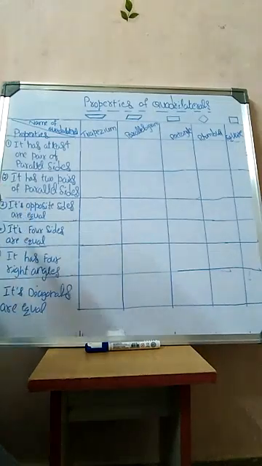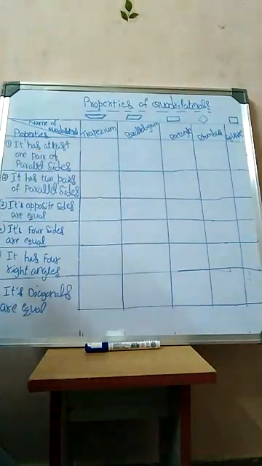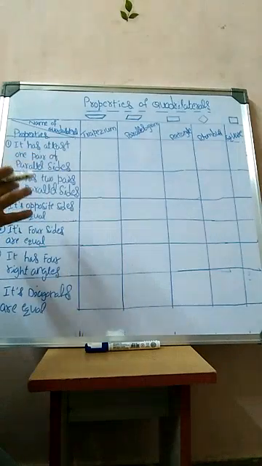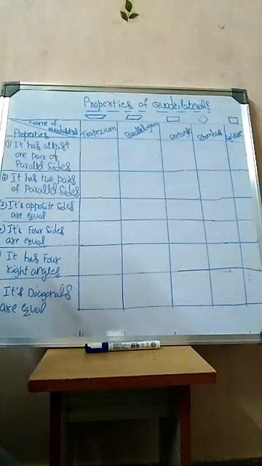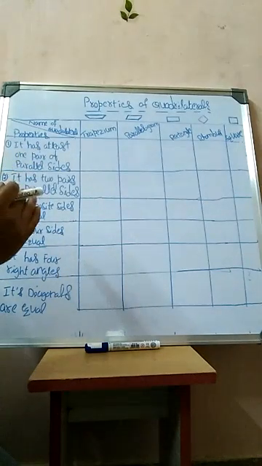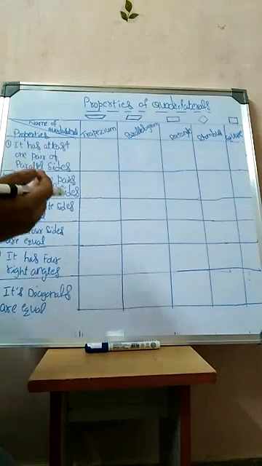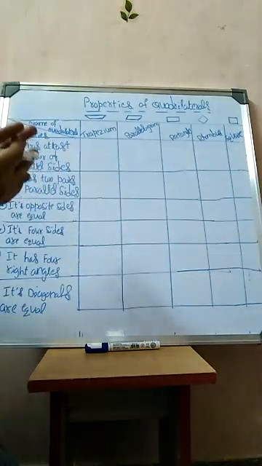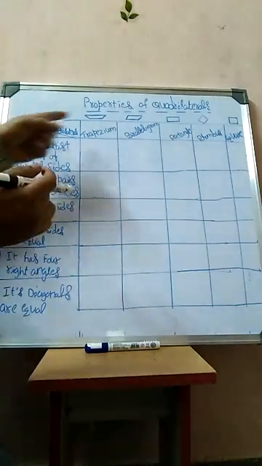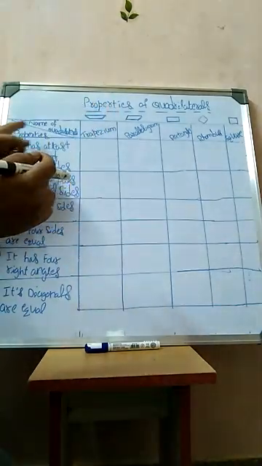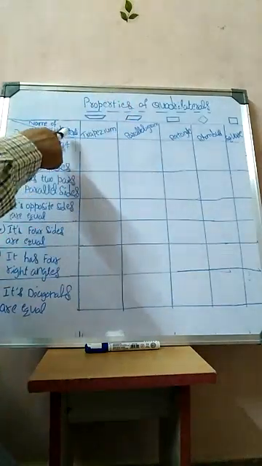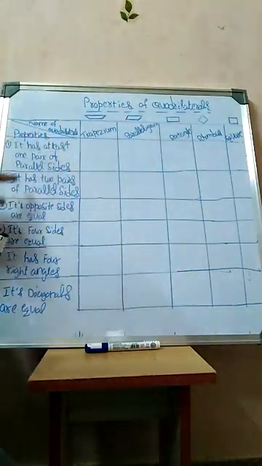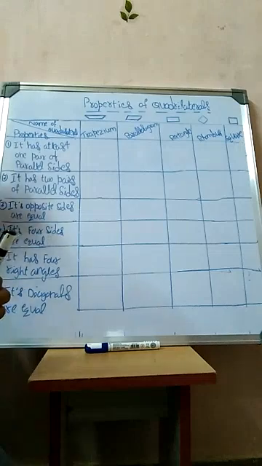And now about properties of quadrilaterals. Some properties are written here, and we are going to see what property will be for different quadrilaterals. Here in this, observe this table. In this table, horizontally and vertically. Horizontally, I have written the name of the quadrilateral. Vertically, I have written different properties.